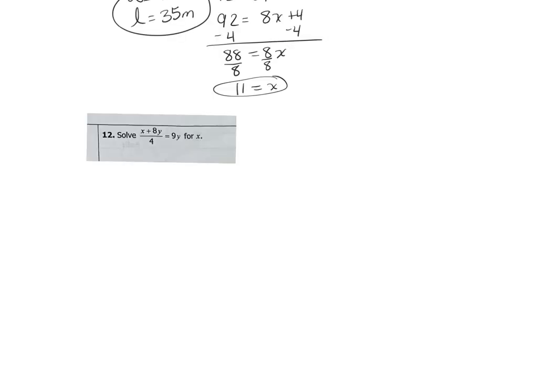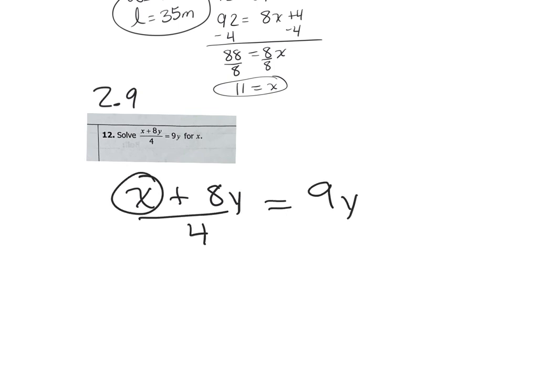Okay, we're still in lesson 2-9. We're going to solve x plus 8y divided by 4 equals 9y for x. So we want to get x by itself, right? So we got to get all the rest of this to the other side. So the first thing we want to do is get rid of that 4. If we're dividing by 4, how do we get rid of it?